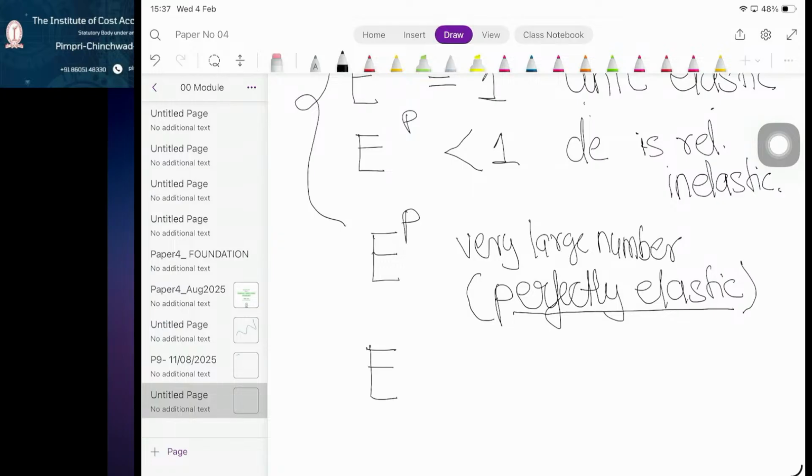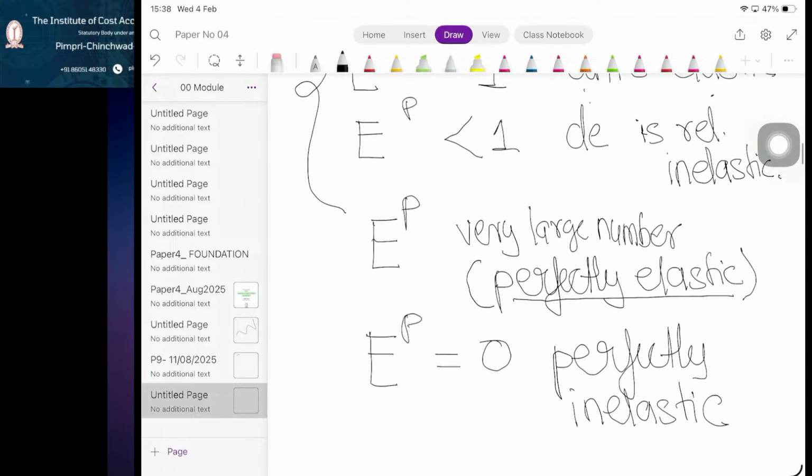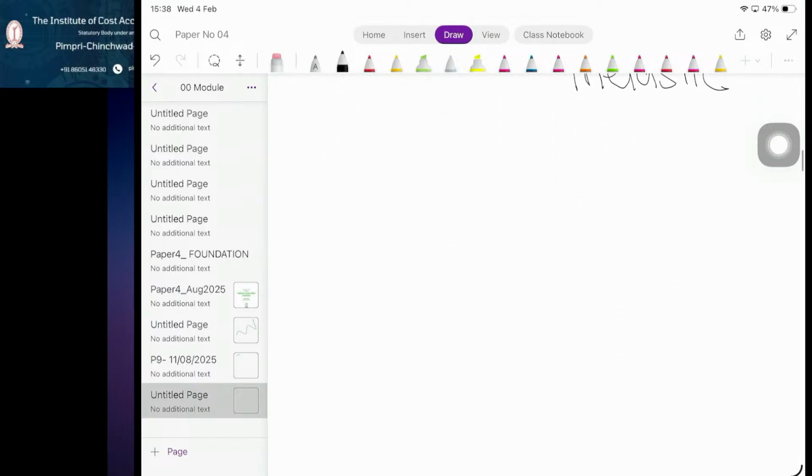Okay, and if price elasticity is 0, we say it is perfectly inelastic. We call it perfectly inelastic. Okay, I have just moved this up so that the board is not visible to you.